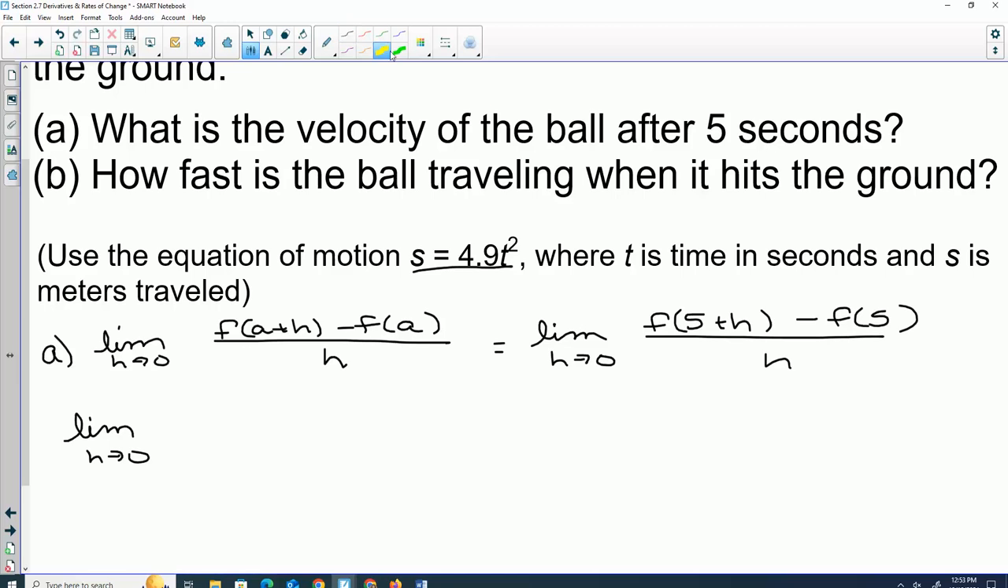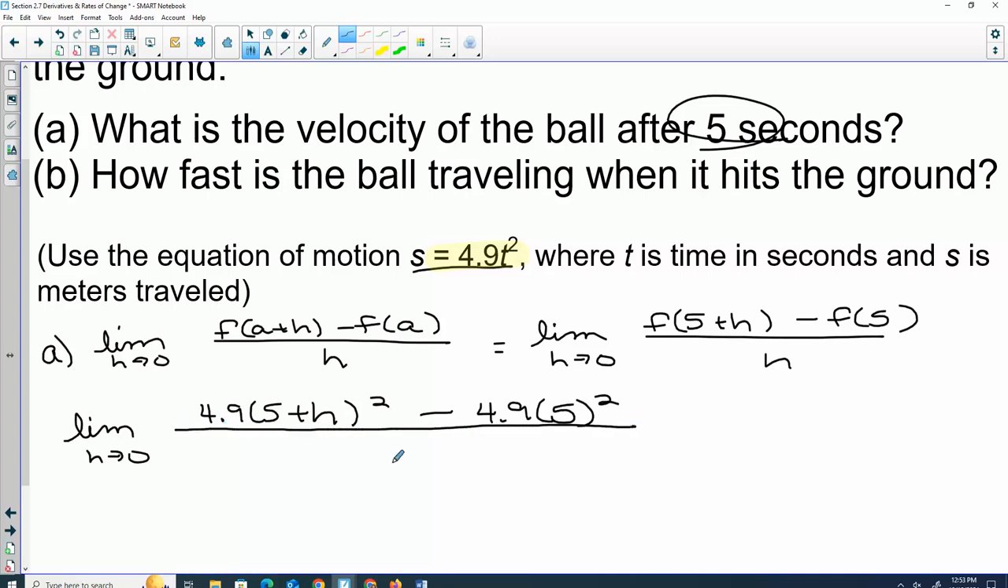My equation is 4.9 t squared. So f of 5 plus h would be 4.9 times 5 plus h squared. The equation is f of a plus h, where a is the time we're approaching, minus f of 5. So that would be 4.9 times 5 squared, over h.